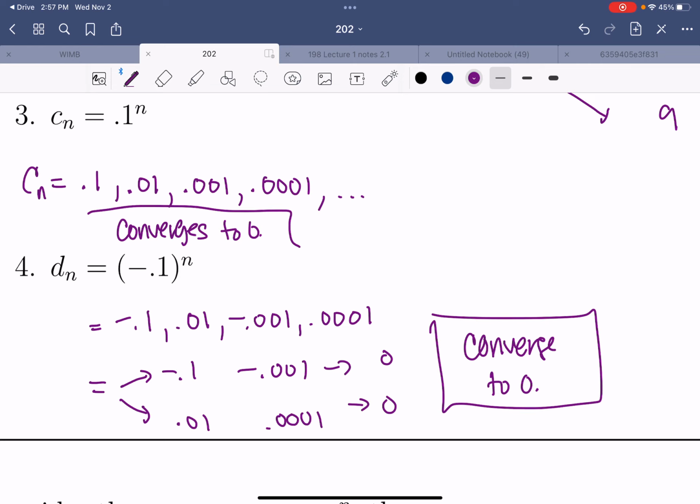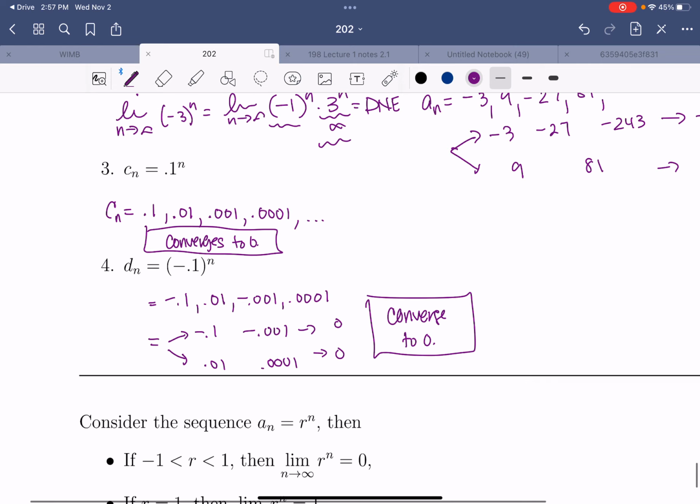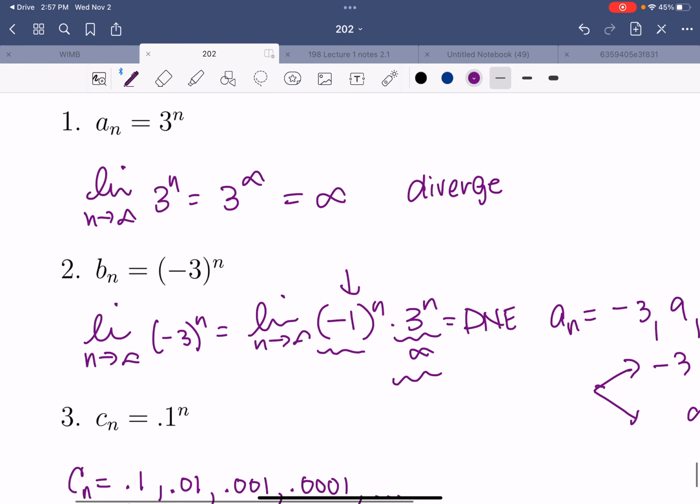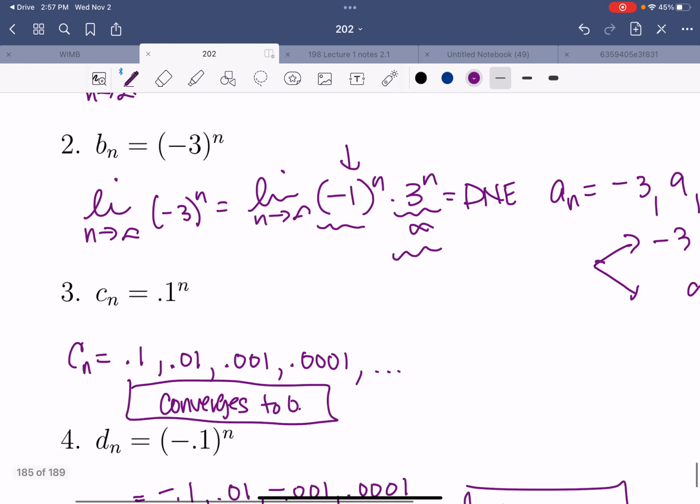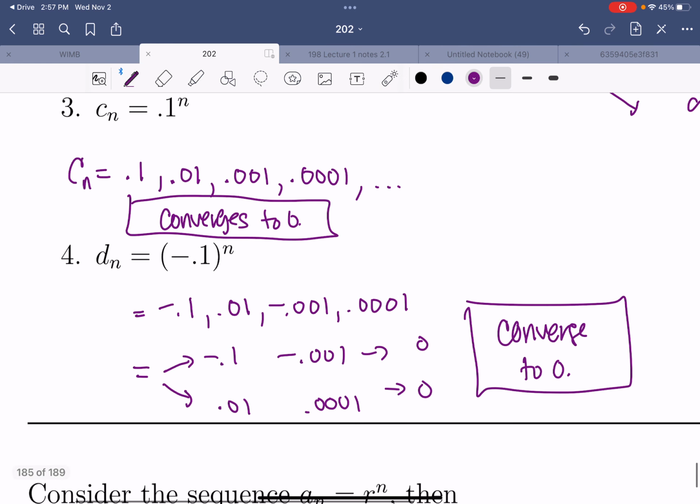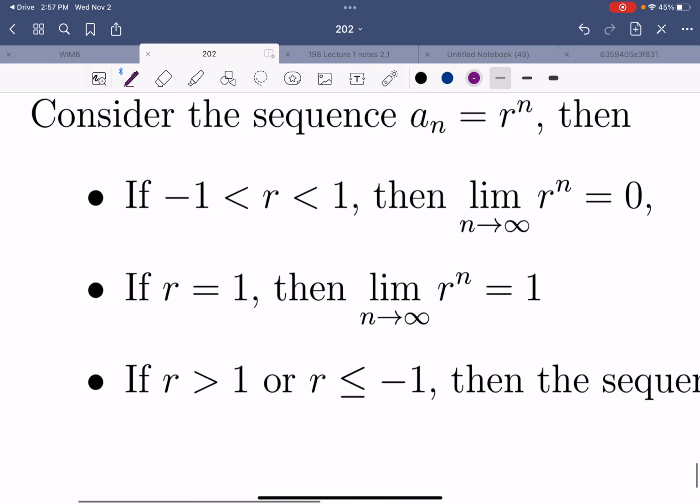Okay, so we can use a little bit of logic about what we know about numbers that are increasing and decreasing. What we notice here is that if you have a number that's bigger than 1, like 3 and negative 3, or the negative version, those diverge. But when you have 0.1 and negative 0.1, those both converge. So we get this statement.